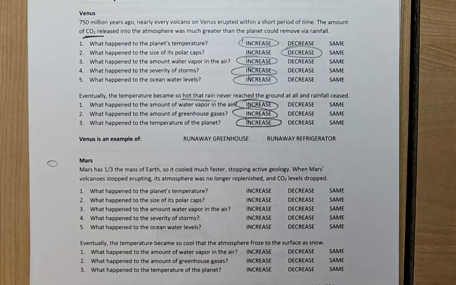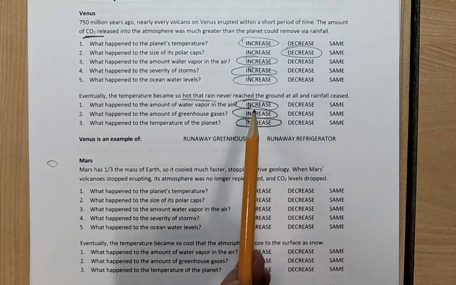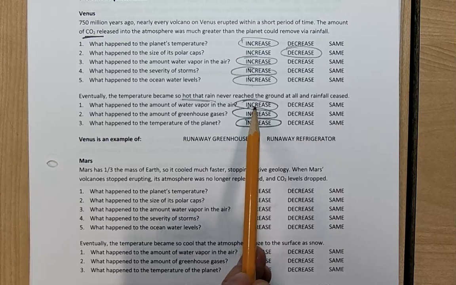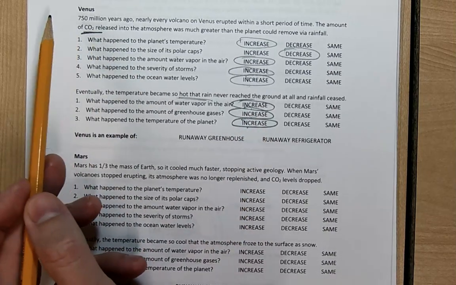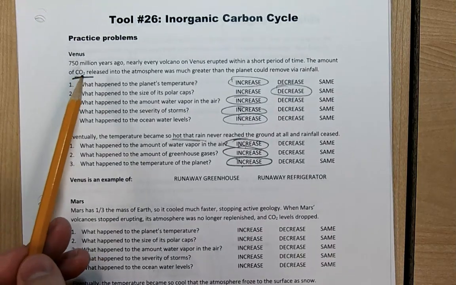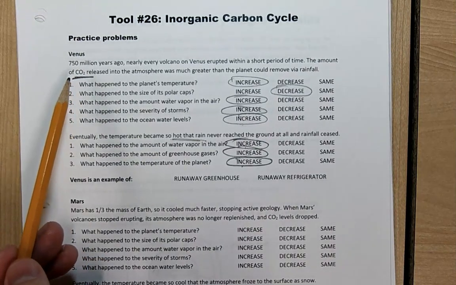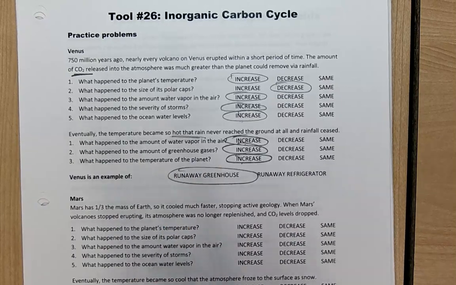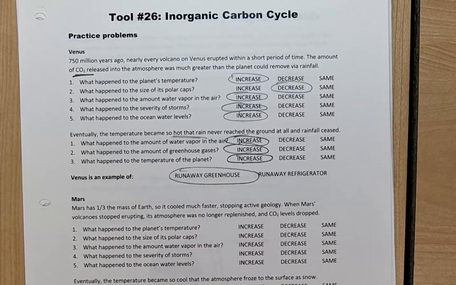Because Venus had so much CO2 dumped into the atmosphere from all these volcanoes erupting, once the rain stopped falling, the volcanoes kept on adding CO2 to the atmosphere, and it had no way to get out. So that's what a runaway greenhouse effect is. A runaway greenhouse effect, right?